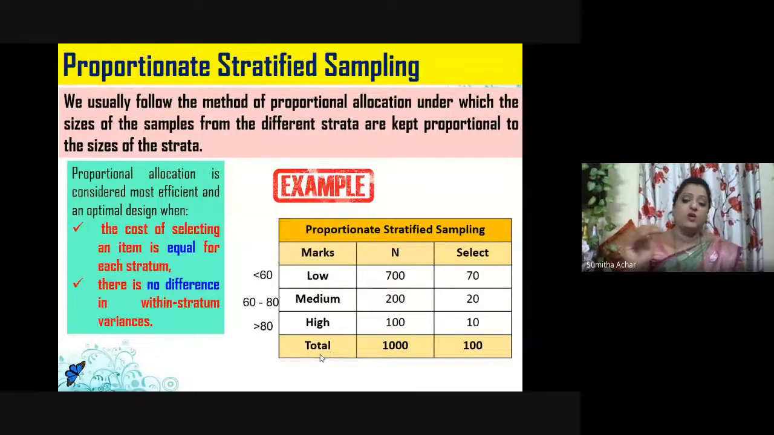Now, how do we select the samples? How did I get this 70 here? I'm talking about proportionate stratified sampling. When I say proportionate stratified sampling, I need to take a sample in proportion to my population. 700 divided by 1,000, 200 divided by 1,000, 100 divided by 1,000. What is the value that I get? 70, 20, 10. So am I taking 10% of my population? Of course, yes. So this is a proportionate stratified sampling method, right?